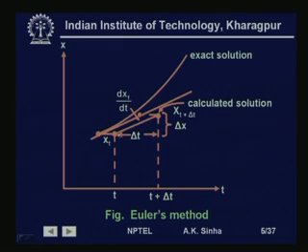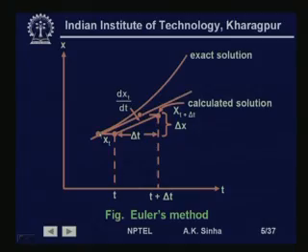In order to reduce this error, we normally use what we call the modified Euler method. Here, instead of using this slope into this delta t, we also find out the slope at this point, and then we take the average of these two slopes, that is, the slope at the beginning of the interval and the slope at the end of the interval. We take the average slope, and we use that as the slope for finding out this delta x.